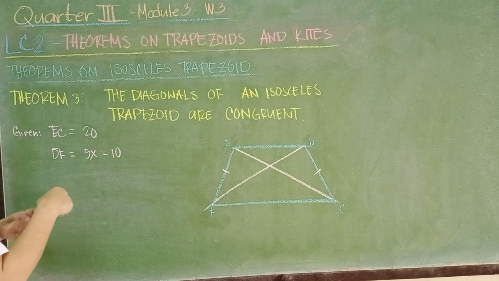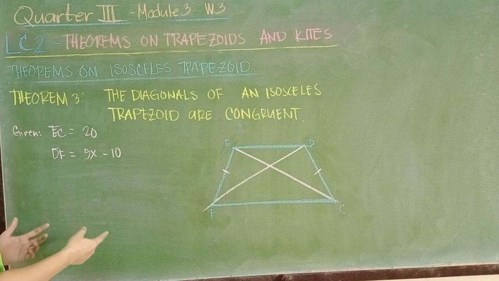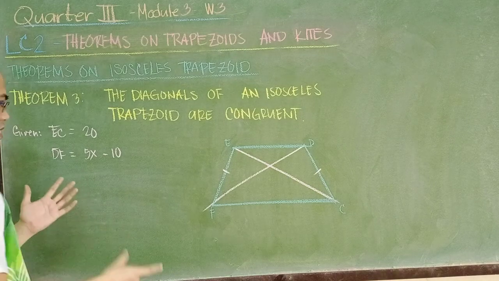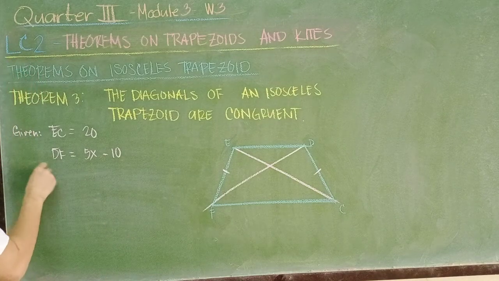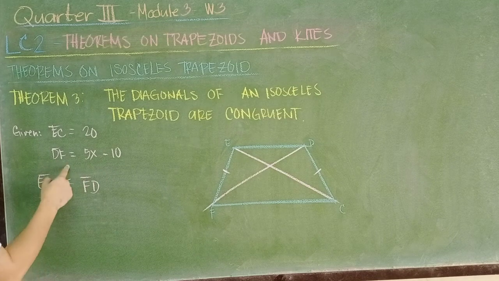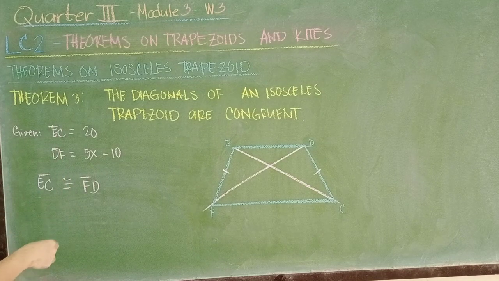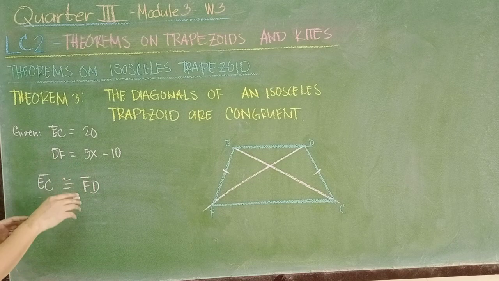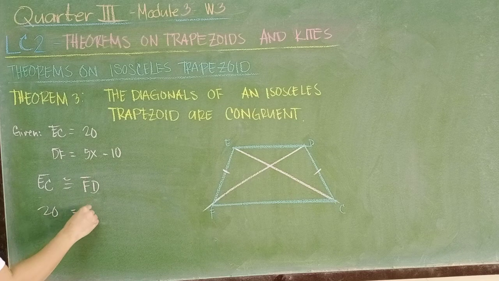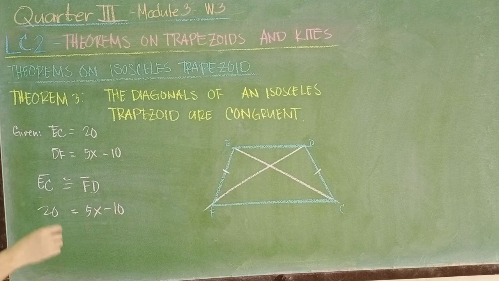So, ang gagawin natin dito is alam naman natin na yung EC at saka yung FD or DF is congruent or parehas ng sukat. So, yung EC is congruent or equal to FD or DF. Pwede magbalitan yung letters. But I chose na maging alphabetical mode na yung DF dito. So, alam natin yung EC is 20 is equal to FD or DF which is 5x minus 10. So, sa example number 2, sinosolve natin yung value ng x.